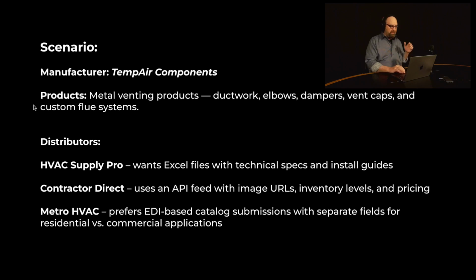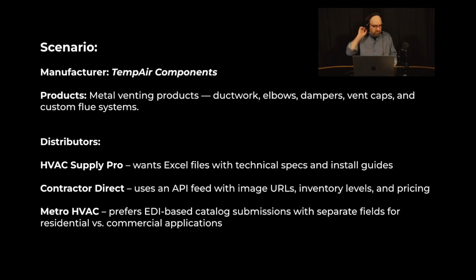And they need to be able to streamline. They have, let's just say, 3 primary distributors who need to intake their product data, and they all have slightly different requirements. So HVAC Supply Pro, again, another fake company, wants Excel files with technical specs and install guides. Contractor Direct uses an API feed with images, URLs, inventory levels, and pricing. And then Metro HVAC prefers EDI-based catalog submissions with separate fields for residential versus commercial. So one company making components, 3 buyers, distributors that have 3 different requirements.